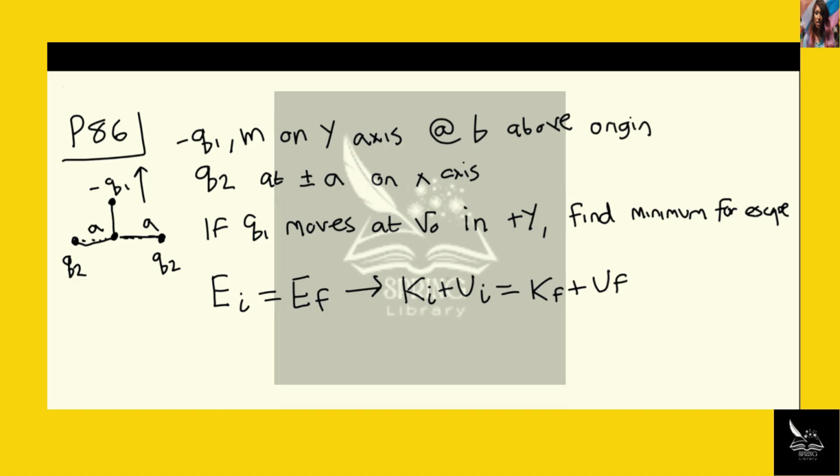So our particle, if it initially has kinetic energy of 1/2 mv0 squared, its potential energy will be negative Q1 V initial, so the electric potential initially, which equals its final kinetic energy, 1/2 m v final squared, minus the same Q1 times the final potential.